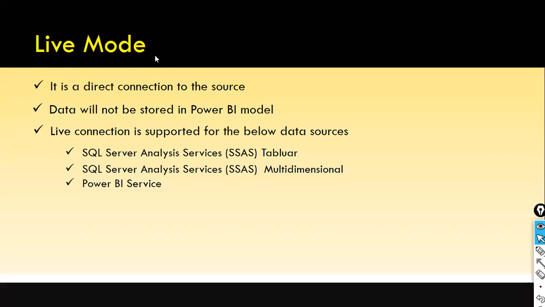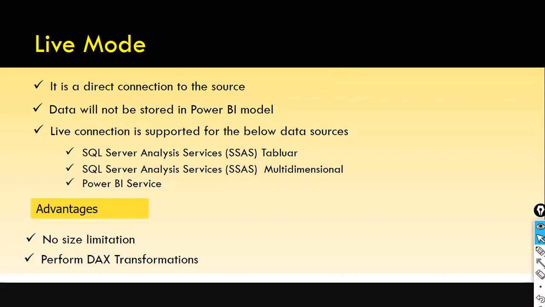The advantage, like direct query mode, is that it doesn't require any storage because you are querying the data directly from your source system, even in this case. But unlike the direct query mode, you can use most of the DAX functions in live mode. And in live mode, you cannot perform any data transformation, whereas in direct query mode, you can perform data transformation in Power Query, but only limited data transformation.